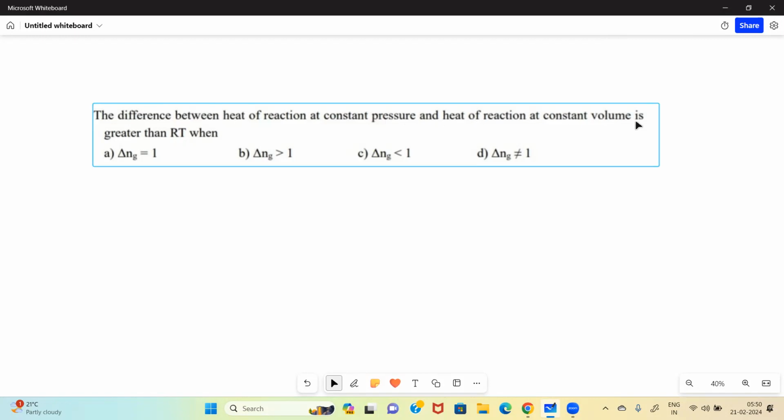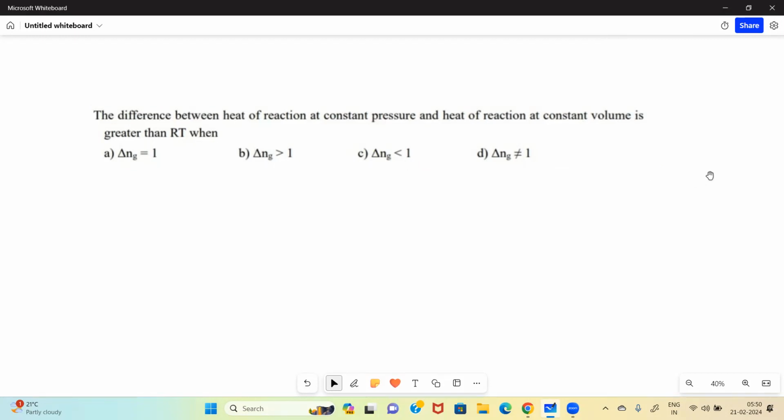The difference between heat of reaction at constant pressure and the heat of reaction at constant volume is greater than RT when: first option, delta Ng is equal to 1; delta Ng is greater than 1; delta Ng less than 1; delta Ng not equal to 1. We need to select the most appropriate option, right? And we know the equation connecting heat of reaction at constant pressure, heat of reaction at constant volume, and RT.